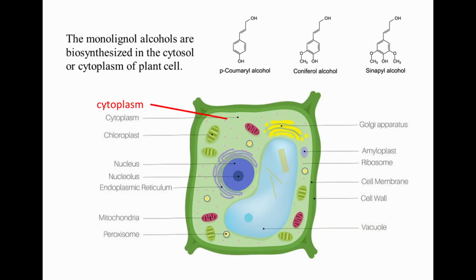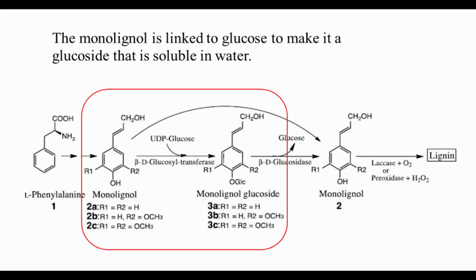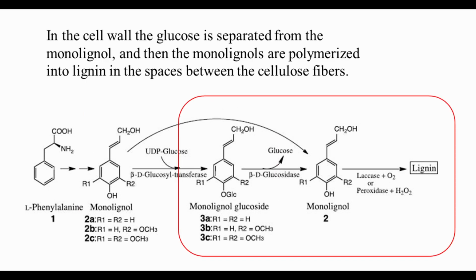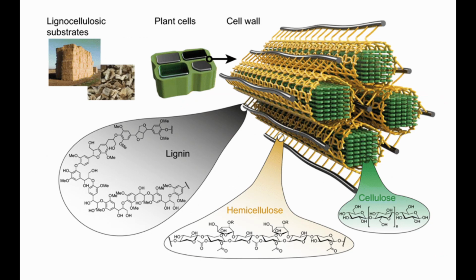The monolignol alcohols are biosynthesized in the cytosol or cytoplasm of plant cells. The monolignol is linked to glucose to make it a glucoside that's soluble in water. The monolignol glucoside is able to pass through the cell membrane into the cellulose cell wall, the apoplast. In the cell wall, the glucose is separated from the monolignol, and then the monolignols are polymerized into lignin in the spaces between the cellulose fibers.